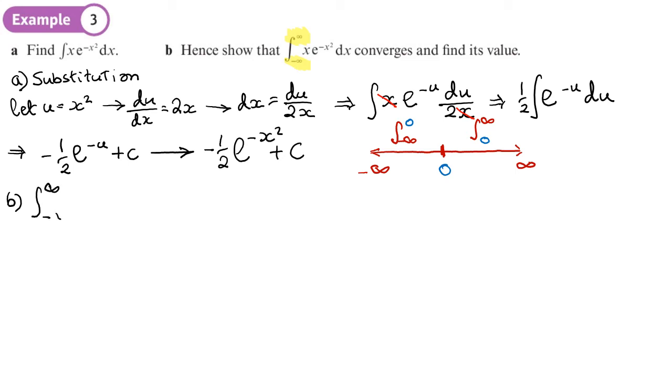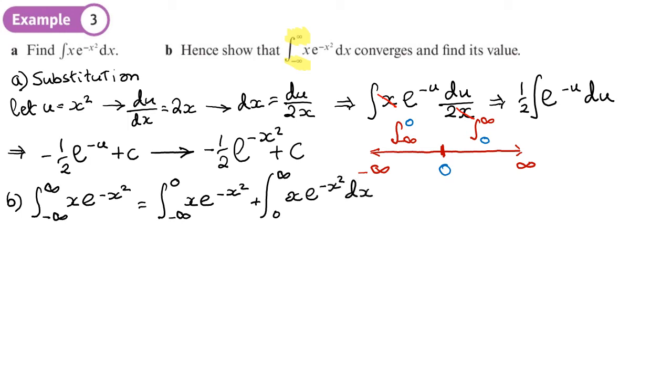So this will be x e to the negative x squared. We're going to split it into this integration: from negative infinity to 0 of x e to the negative x squared, and from 0 to infinity of the same integral, x e to the minus x squared. I suppose I should have a dx in there, so let's put dx there. Can you see how this is now split up into two integrations? I now need to deal with both of these, so let's deal with this one over here.